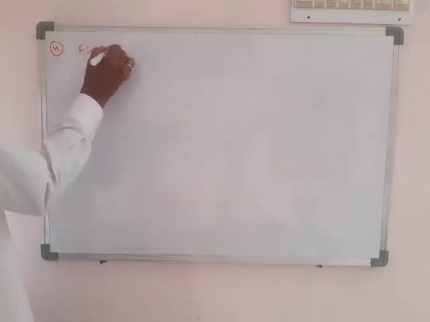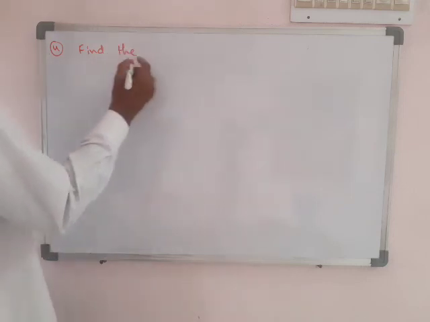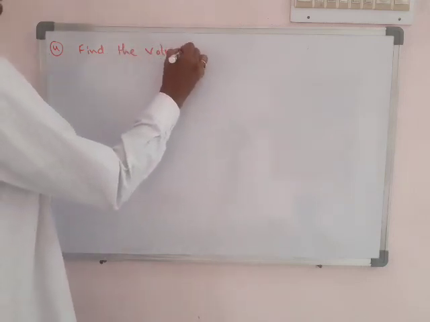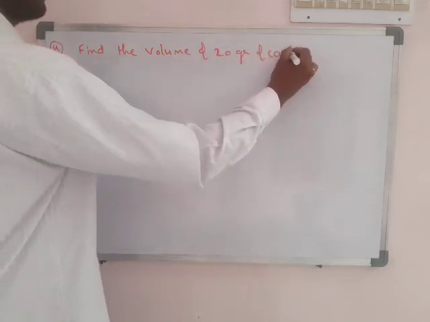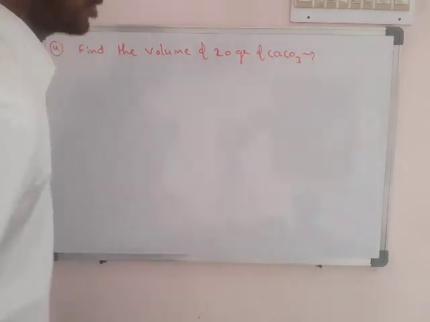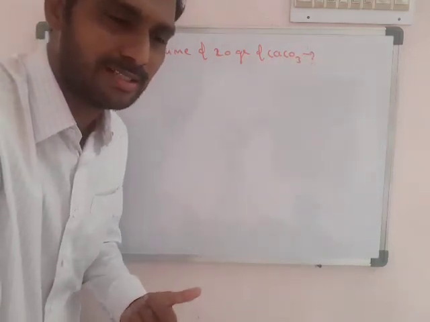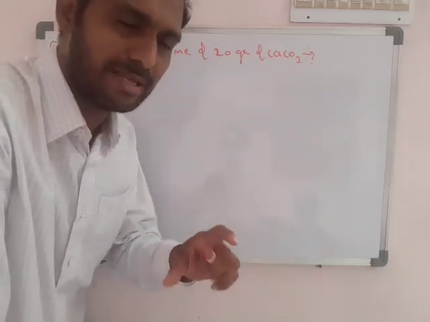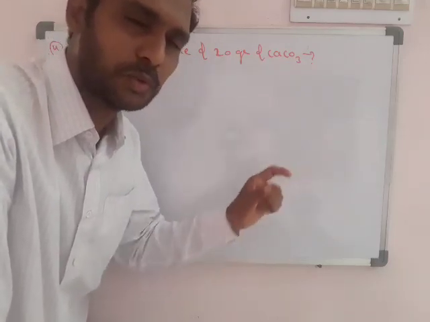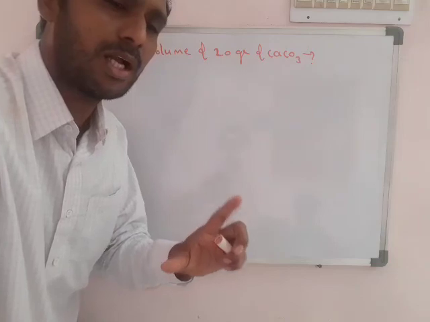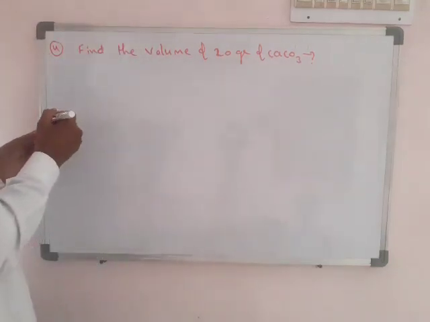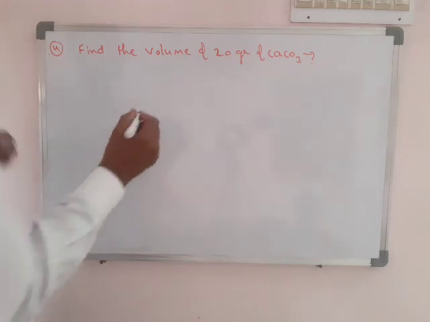So see one more question. Find the volume of 20 grams of calcium carbonate. We took calcium carbonate, which is present in solid state. Actually the gaseous state can also be taken; mainly the gaseous state should be used. But since all the problems we did are for 20 grams of calcium carbonate, we are also doing this problem with the same values.